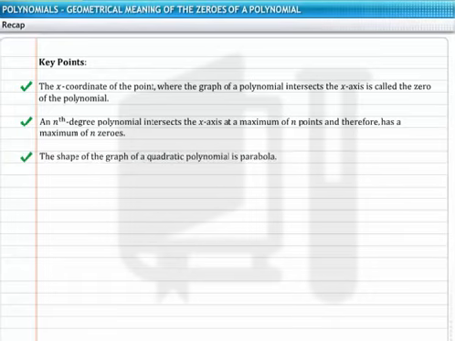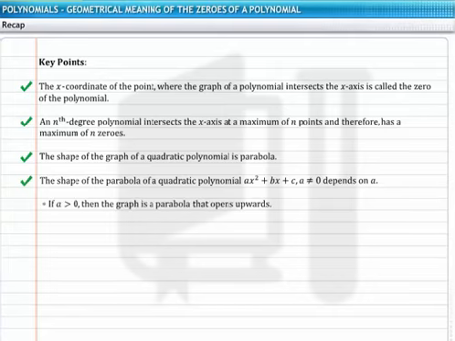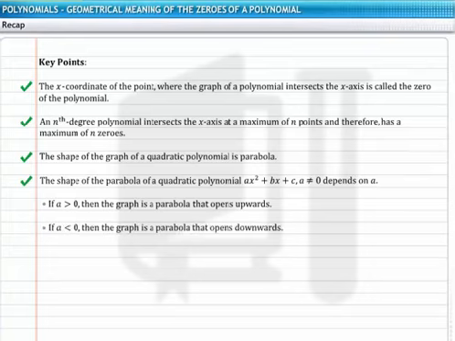The graph of a quadratic polynomial is a parabola. The shape of a parabola of a quadratic polynomial depends on the coefficient of x square. If a is greater than 0, then the graph is a parabola that opens upwards. If a is less than 0, then the graph is a parabola that opens downwards.